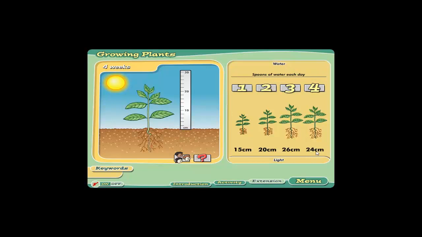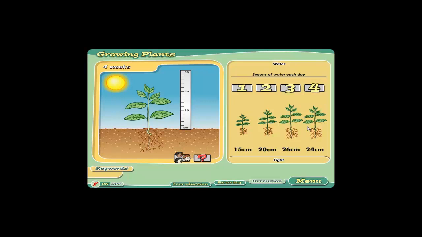24 centimeters. So it starts to grow less or decrease its growth rate. Of course, because overwatering the plant will kill it. Overwatering us as humans, if you keep drinking water, you will just feel tired, or maybe you'll throw up all of what you drink or all of what you eat.